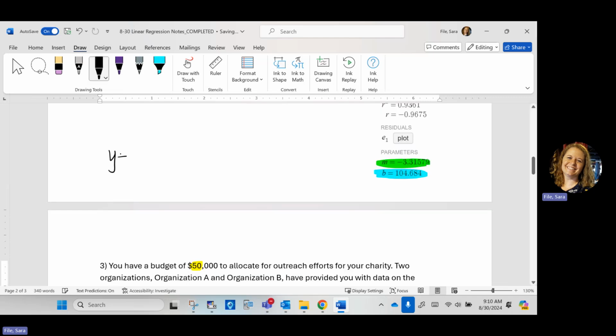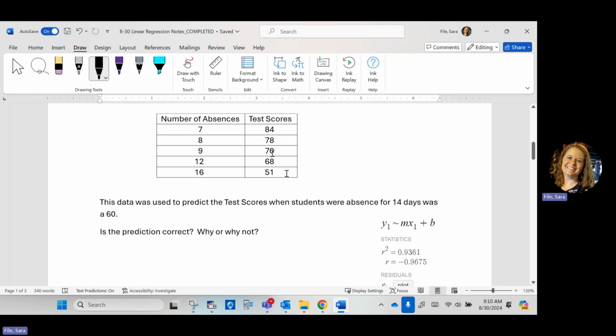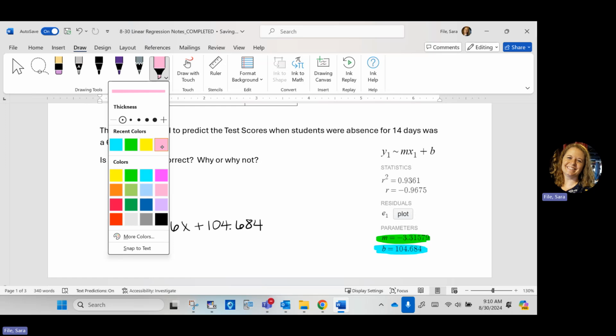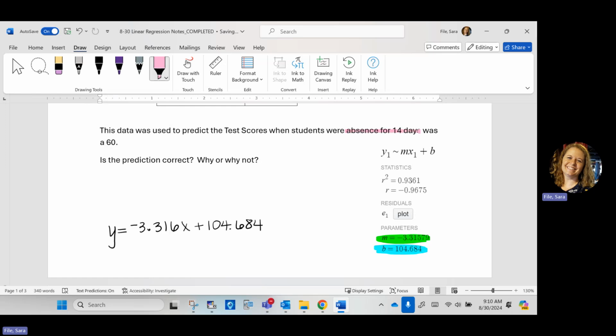So remember my equation, negative 3.316, and we're going to go to thousandths. The further out you take your decimal, the more accurate your prediction is going to be. In this one, they didn't tell us specifically what to round to, so I'm just going to go to thousandths. So that's my MX plus, and then my B is 104.684. Again, they are asking us to predict when there's 14 absences, so they're asking us to plug that 14 in for X.